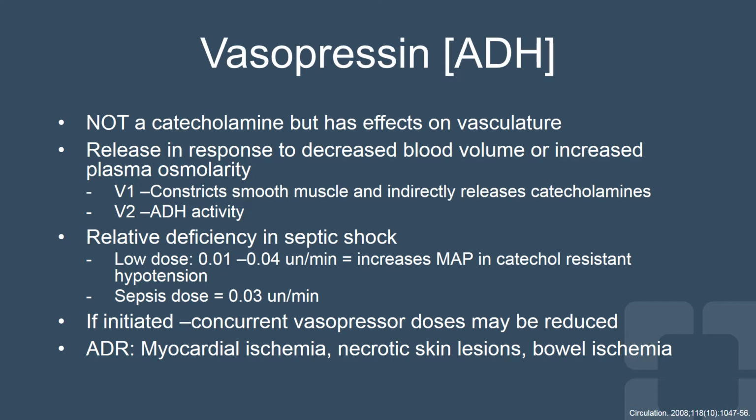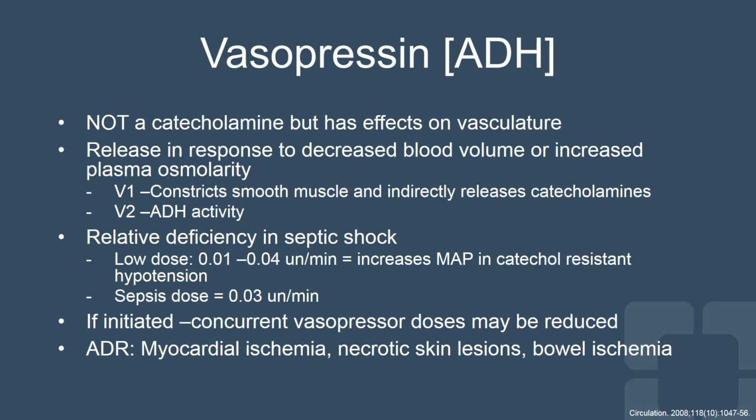If your body senses an increase in plasma osmolarity, that's where you'll see that V2 receptor activity, and you'll actually have the true antidiuretic hormone activity to hold on to some of that water. Now, in septic shock, it's noticed that there is a relative deficiency of vasopressin. So you will see this low-dose vasopressin of 0.01 to 0.04 units will increase your mean arterial pressure in catechol-resistant hypotension. And the sepsis dose that we use for repleting this vasopressin is 0.03 units per minute.